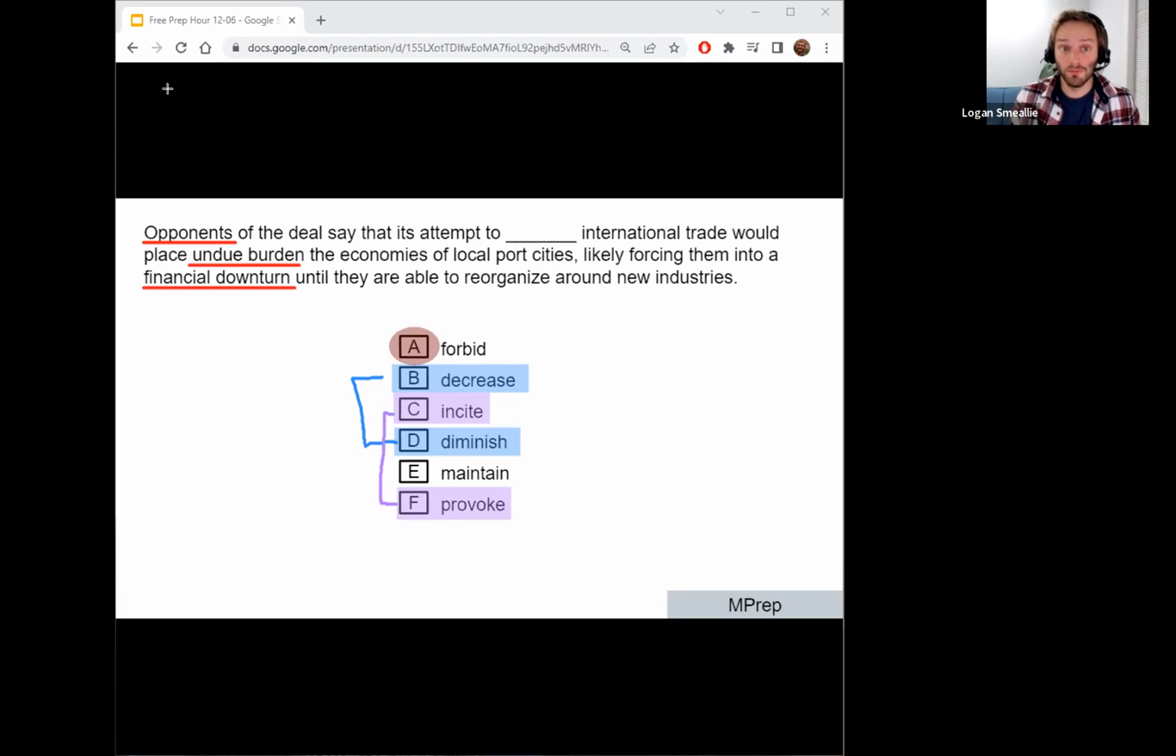Sounds like something bad. Forbid, right off the bat, it sounds like it would probably be challenging if international trade would be forbidden, but it doesn't really have a good pair. So it goes with, kind of goes with decrease, diminish, but it's too strong. Too strong. So here's kind of a possible false triple between forbid, decrease, diminish. They all have to do with having less trade, but forbid is too strong.